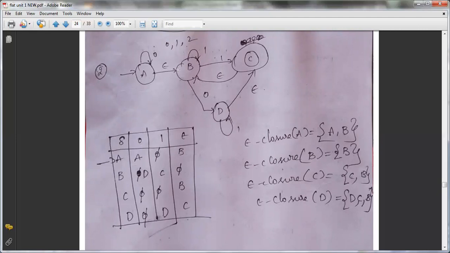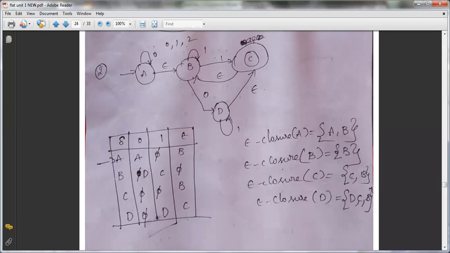And from A, where is it going? B. From B, where is it going? By giving epsilon as input, nothing. Okay. So we will give it as A comma B. And epsilon closure of B means compulsorily we'll get B. And from B, is there any other state it is going to by giving an input as epsilon? No. So that means only B. And epsilon closure of C. See here, compulsorily we will get C. And after that, by giving the input as epsilon, it is going to B. So, epsilon closure of C is C comma B.